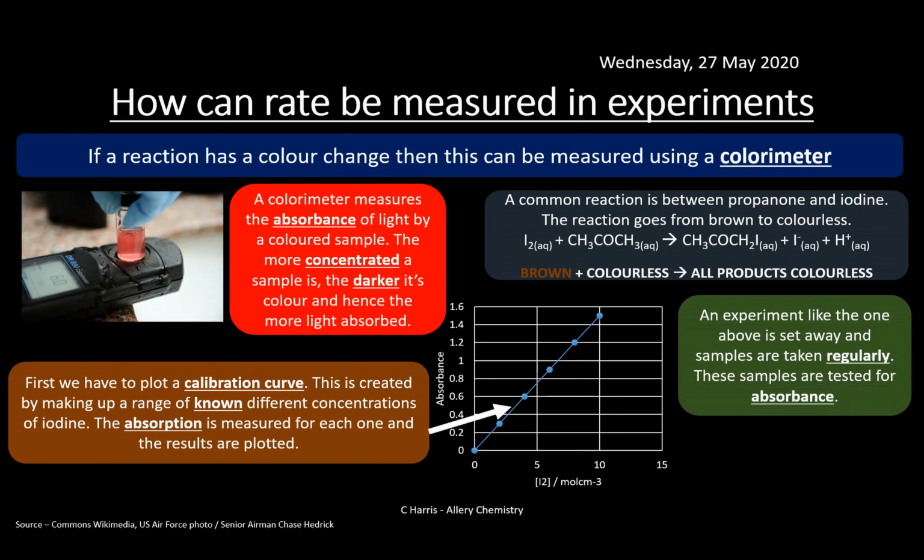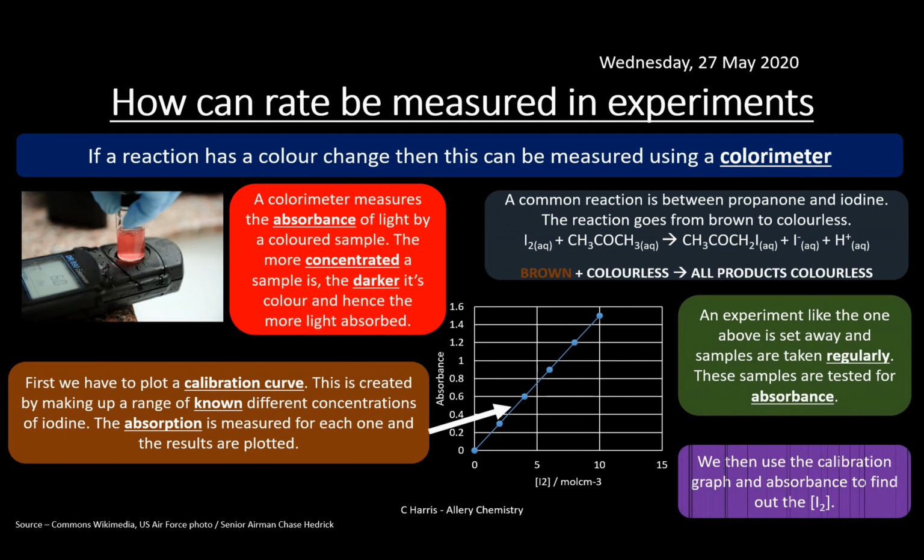So an experiment like the one above is set away. Samples are taken regularly from this reaction. So we set the reaction away, we take samples from it, put it into here, as you can see, and then we measure the absorbance of this reaction at this moment in time. This might be a sample from a bigger container which contains the main reaction. Then we use that calibration curve, using the absorbance to find out the concentration of our substance at that time, and then we can plot that against time on a graph. So it's concentration against time.